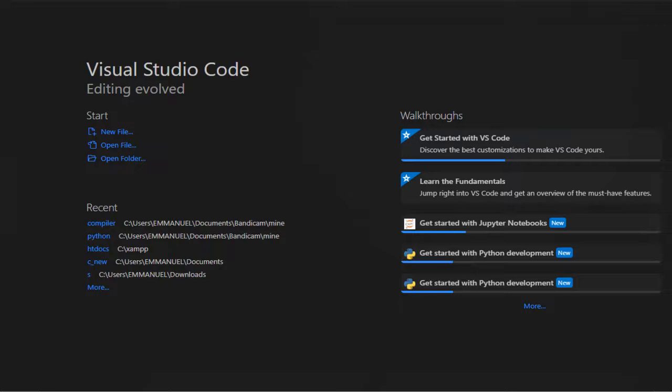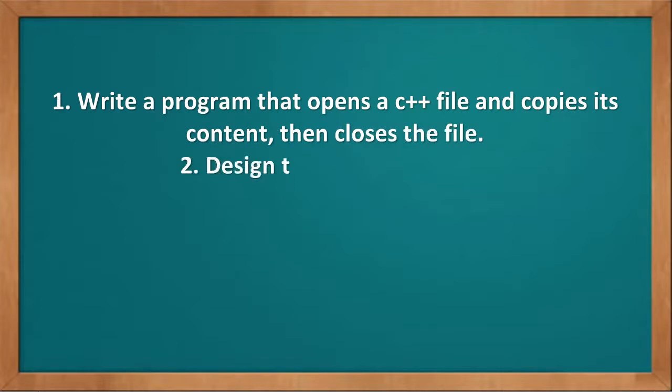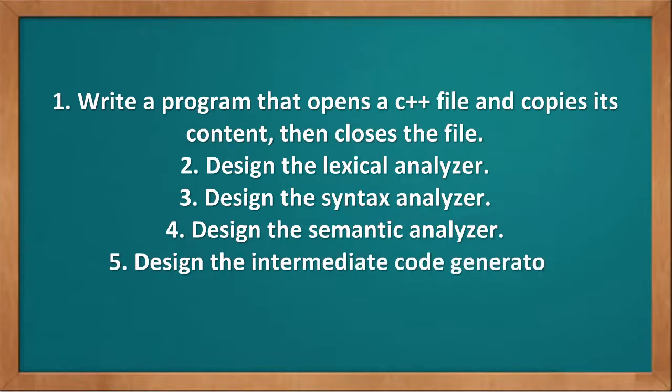So let's begin. The compiler is a software that converts a program written in a high-level language to a low-level language, which is the assembly language. The tasks we would perform in this course include: number 1, we write a program that opens a C++ file, copies its contents, then closes the file. Next, we'll design the lexical analyzer. Then the third task is to design the syntax analyzer. Then the fourth task is to design the semantic analyzer. And finally, we are going to design the intermediate code generator.